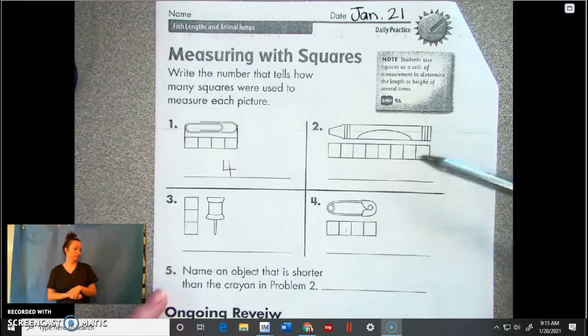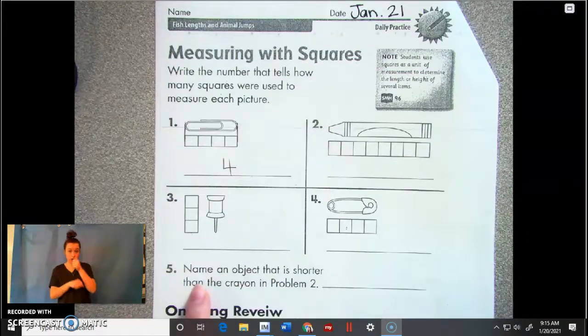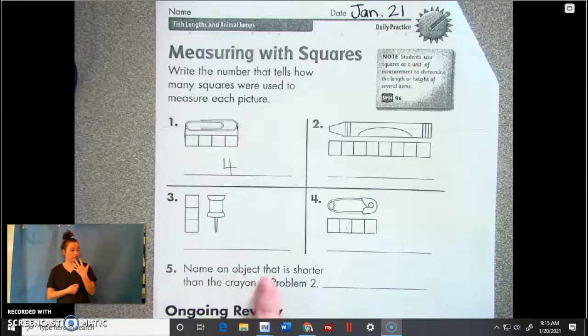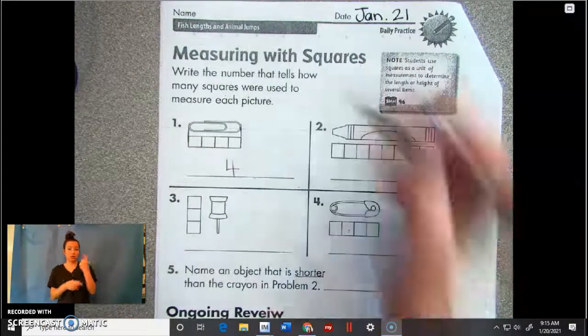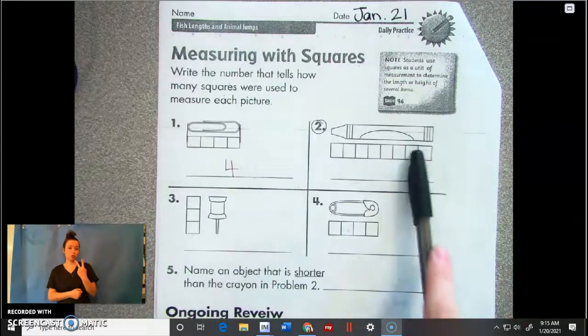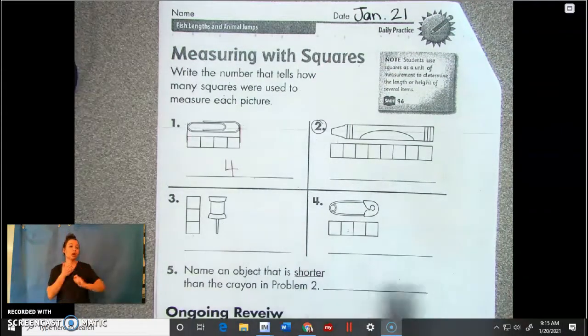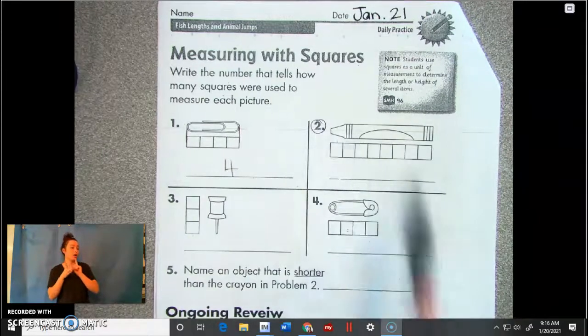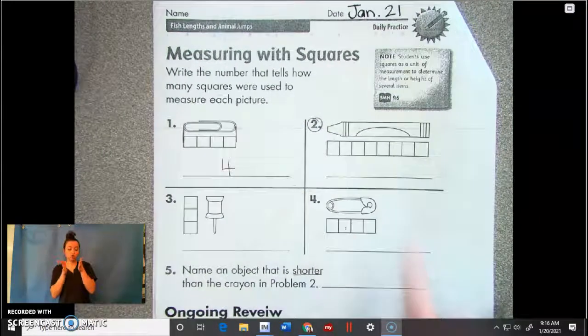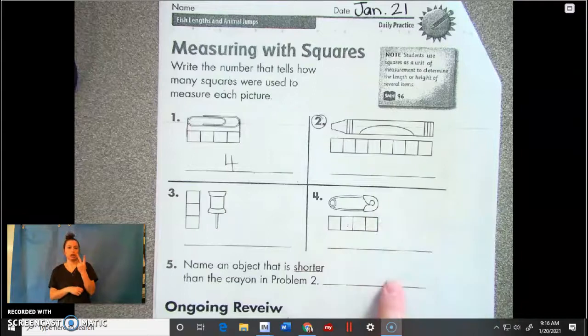I want you to finish the rest of these. And then on number 5, name an object that is shorter than number 2. So look at your pictures and write the answer for which one is shorter than number 2. It's okay if you don't know how to spell it, just do the best you can, or you can use that line to draw a picture.